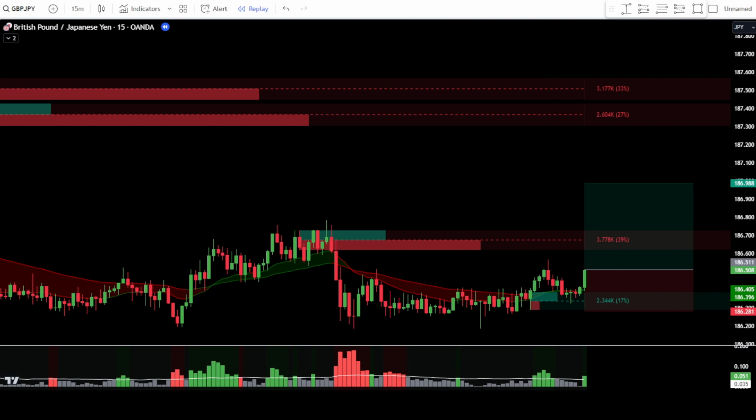8. Place a stop loss below the bullish volumetric order block line. 9. Use a target take profit with a risk and reward ratio of 1 to 2.